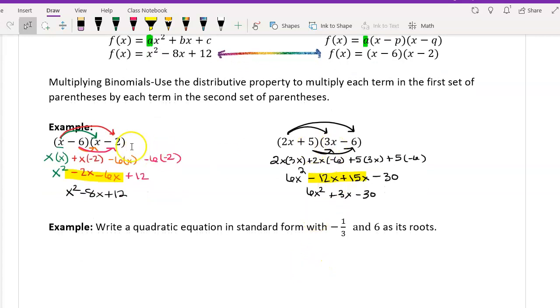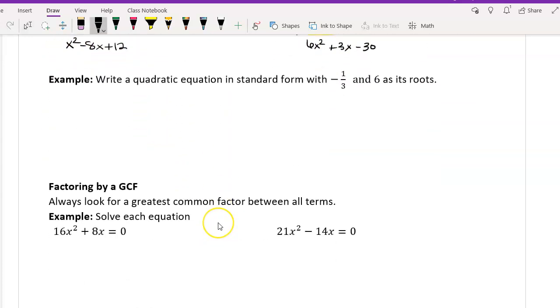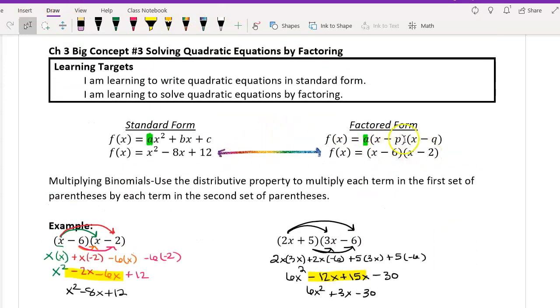So now, these factored forms actually give us what we call roots. So write a quadratic equation in standard form with negative 1/3 and positive 6 as its roots. So we actually go x minus negative 1/3, x minus 6. Let's try to write this a little better. And that is because these are the roots, but the factored form already has a minus in it.